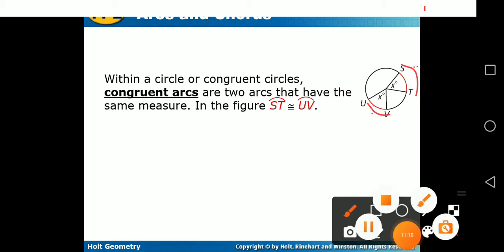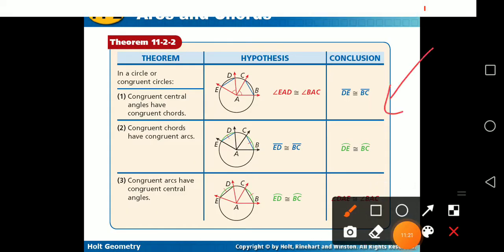Okay, let's see it here to make it more clear. If I have congruent circles, or in the same circle like this, if I have congruent central angles. This is a central angle because it intersects the center of the circle. So if you have congruent central angles, therefore I got here ED chord and CB chord congruent to each other. If I have congruent chords, so I have congruent central angles, so I have also congruent arcs.